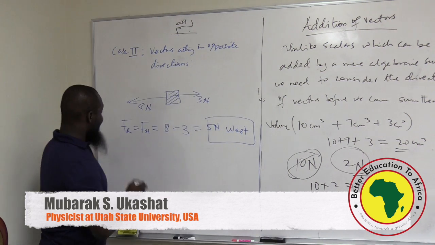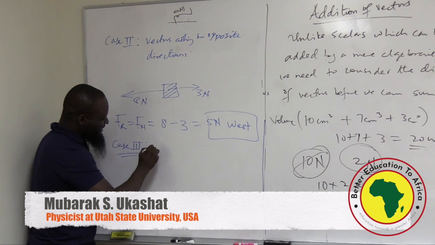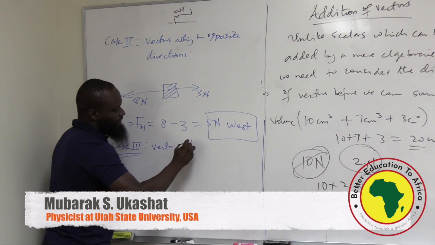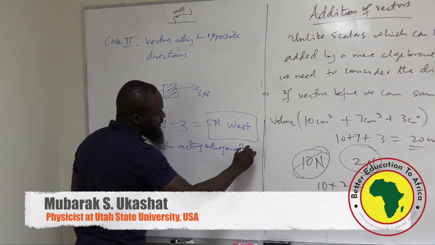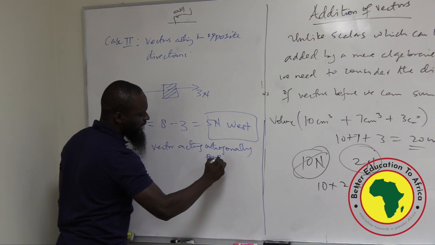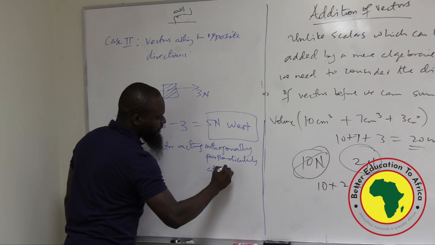It's not. Now let's go to case number 3. Case number 3: vectors acting orthogonally to each other. Orthogonally means perpendicularly. Perpendicularly means at 90 degrees to each other.